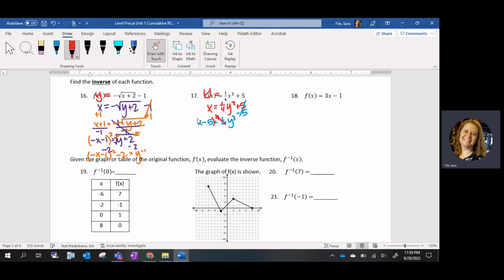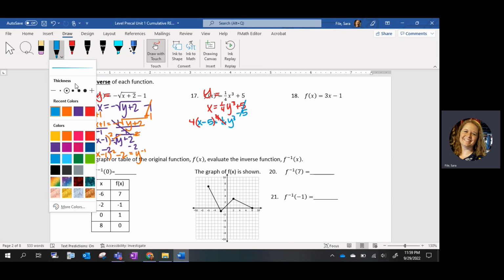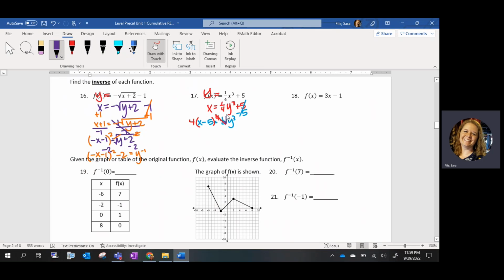But what you do to one side, you do to the whole other side. So that whole other side in parentheses gets multiplied by 4. So I've got 4 times x minus 5 equals y cubed. And then I need to get rid of the cube. So the opposite of that is to cube root. So then that's what I end up with. I have the cube root of 4 times x minus 5 equals y, and I indicate that that's the inverse with a little -1.